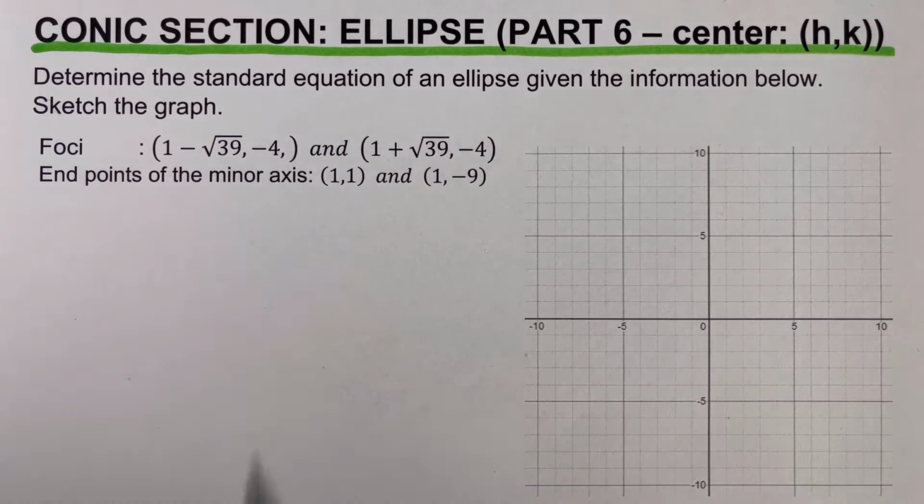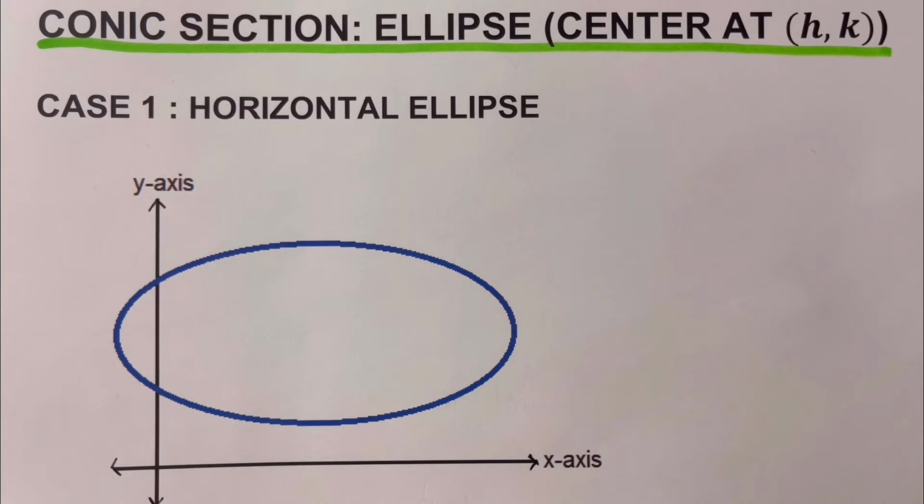Before we go over this example right here, let's have a review on the parts of every ellipse and the two cases of an ellipse with center at (h, k). Please remember that these are the parts of every ellipse. The first part is the center. For this case right here, this is not at the point of origin. Our center is at (h, k).